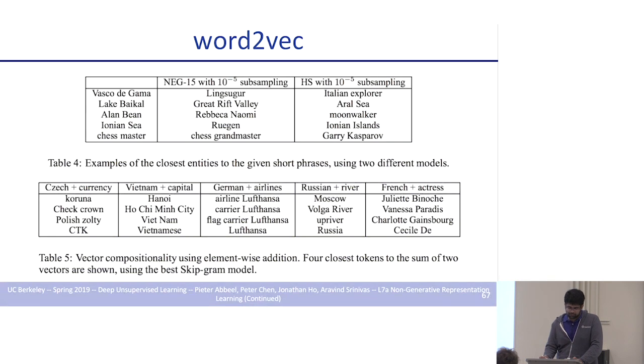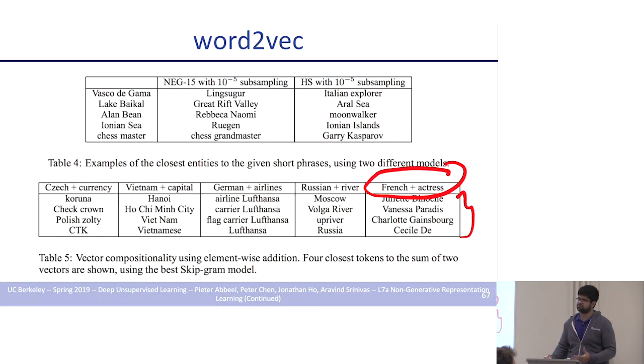Similarly, this one is taking the four closest tokens. Let's say you had French plus actress. It would pick actual real actresses because the sum of these two vectors is closest among all possible pairs of vectors. Similarly, chess master is highly correlated with Gary Kasparov, correctly.